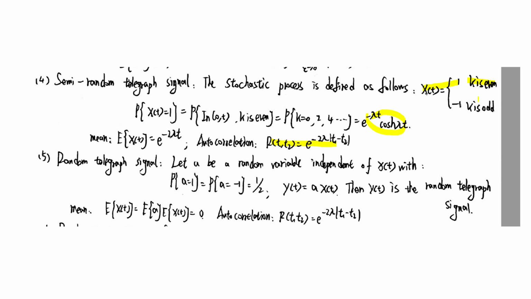It can be 1 or -1, depending on the random variable A. The probability of A equal to 1 is equal to the probability of A equal to -1, which is equal to this. And we can construct this new stochastic process Yt equals A multiplied by Xt. So Yt is the random telegraph signal process. The mean of this process is 0, and the autocorrelation of this process looks like the previous one, the semi-random telegraph signal. It also looks like this.